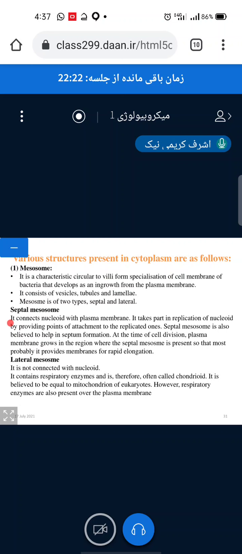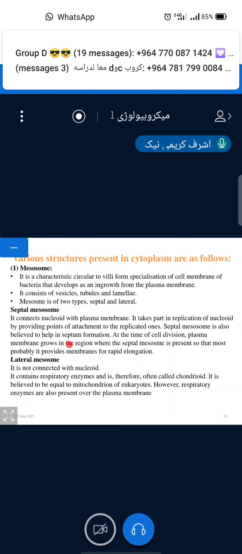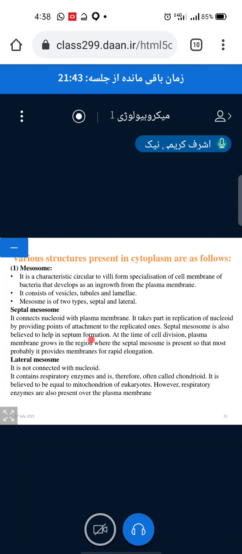Septal mesosome connects the nucleoid with the plasma membrane, the nucleoid DNA to plasma membrane connection. It takes part in replication of DNA, replication of the nucleoid, by providing points of attachment for the replicated ones. Septal mesosome is also believed to help in septum formation in cell division.